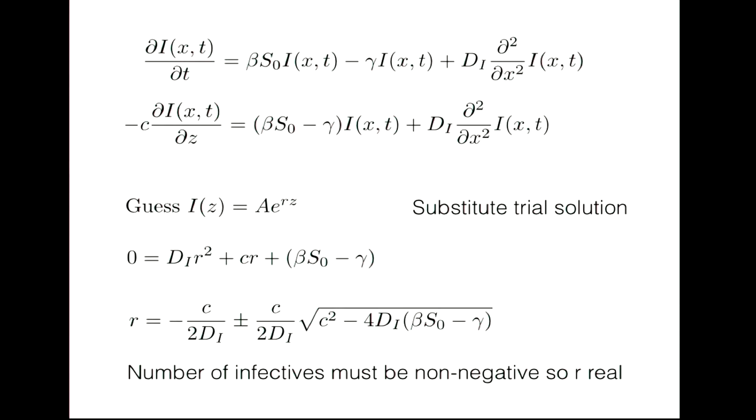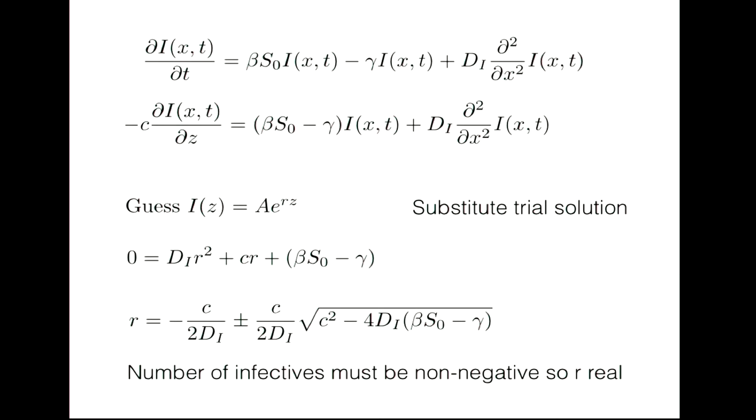And now I can say, okay, this looks a little better because I've now got rid of any initial nonlinearity that existed by making this particular transformation. I can guess at a solution which is just a function of the variable z. Okay, so this is a guess for what I think the solution should look like. It's I of z is some constant, a, e to the power r times z. And what I have to fit is this constant a and this constant r.